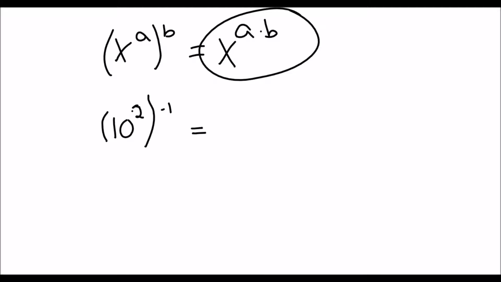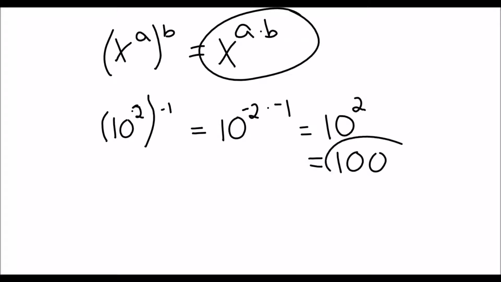So we're just going to keep following our rule. So we have 10 to the negative 2, and then it says to multiply the exponents together, so times negative 1, and that's just going to be 10 to the negative 2 times negative 1, which is positive 2, which, expanding, we all know that is 100, 10 times 10.